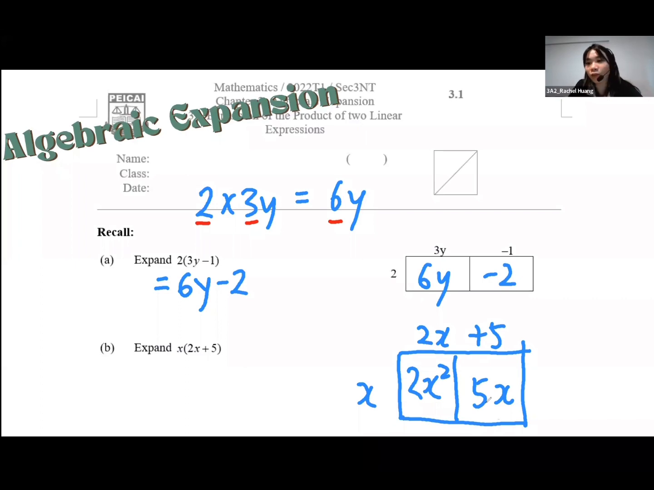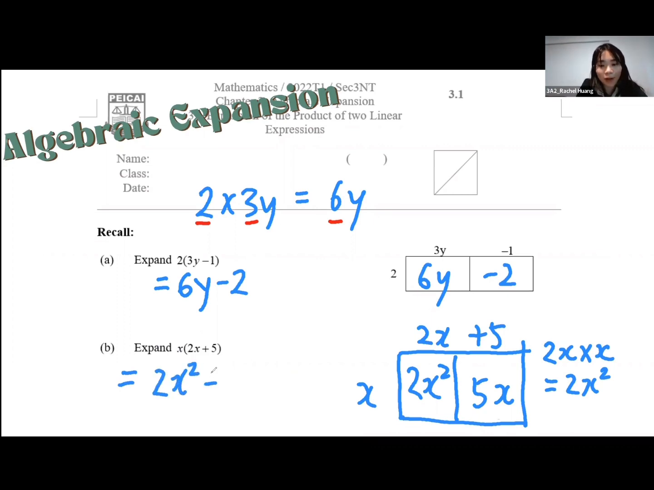But if let's say you find it very difficult to see things, you can always do it at the side. 2x times x gives me 2x squared because I have 2 copies of x. So you can always do it at the side and do it slowly. In the end, what you should get is 2x squared plus 5x. Okay, so the box method helps a lot.